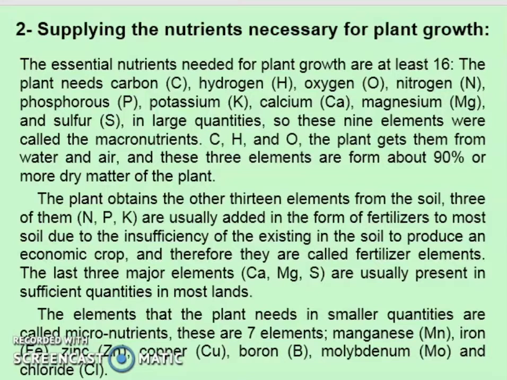The previous elements are usually called macronutrients because the plant needs them in high quantity. The 7 other remaining elements, like manganese, iron, zinc, copper, boron, molybdenum, and chloride, are called micronutrients because the plant needs them in a smaller quantity. They are important, but the plant needs them only in a small quantity.